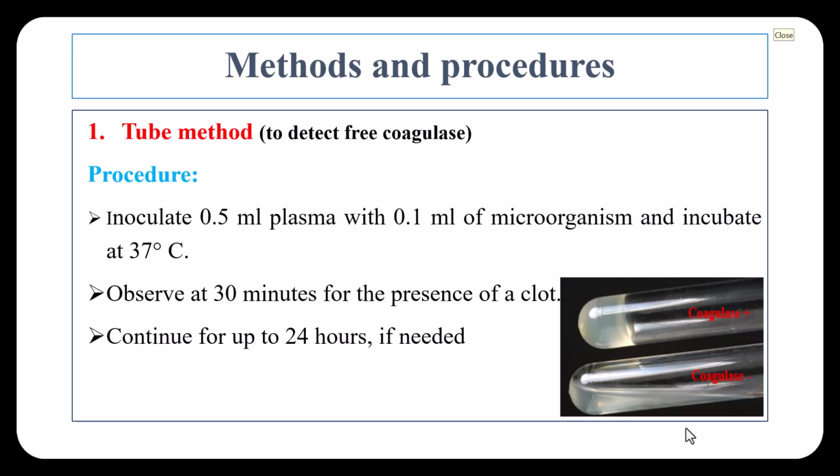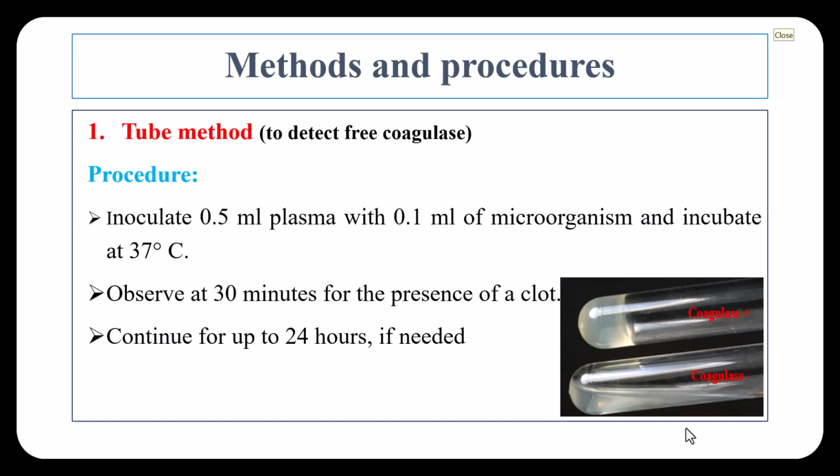After the slide method, if the result is negative, we should do the tube method to detect the free coagulase, because this type of enzyme can be detected by the tube method. The procedure of this method includes incubating 0.5 milliliter of plasma with 0.1 milliliter of the bacterial suspension at 37 degrees Celsius, and we observe the result after 30 minutes up to 24 hours.